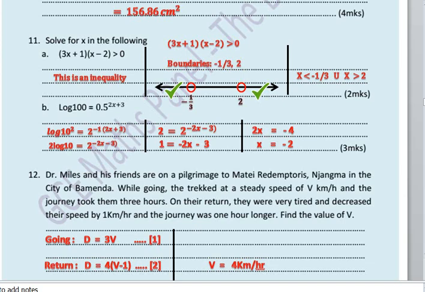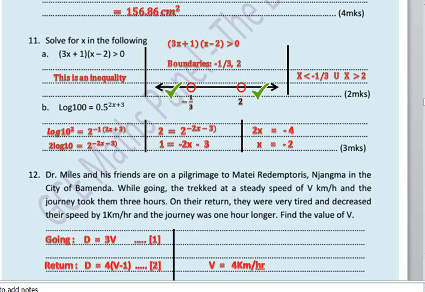So you have to test which region will satisfy this inequality, because the solution to an inequality is a set of values. So when we test between minus 1/3 and 2, you can take a number like 0 and put inside here. If x is 0, you have 0 plus 1 is 1 times 0 minus 2 is minus 2. This product will give us minus 2, and minus 2 is not greater than 0. So this region in between is the wrong region.